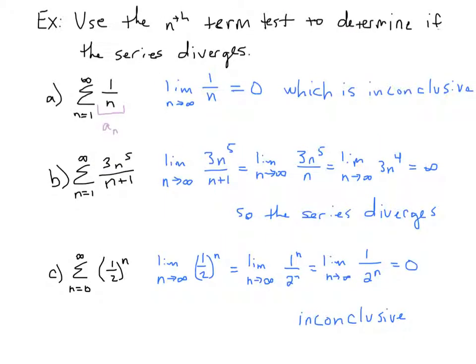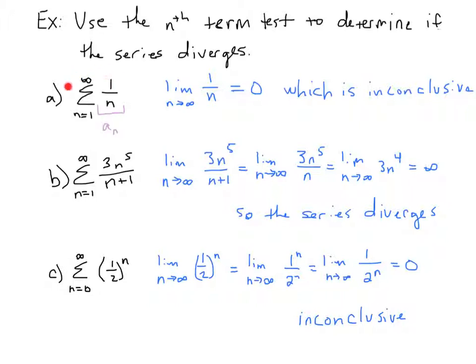Here are a few examples that use the nth term test to determine if the series diverges. Normally, you don't just have to do the nth term test, because if it equals 0, then you have to go on and use another test, but we'll see examples of that later on in a different video. Okay, so here's an example. We use the nth term test to determine if the series diverges.